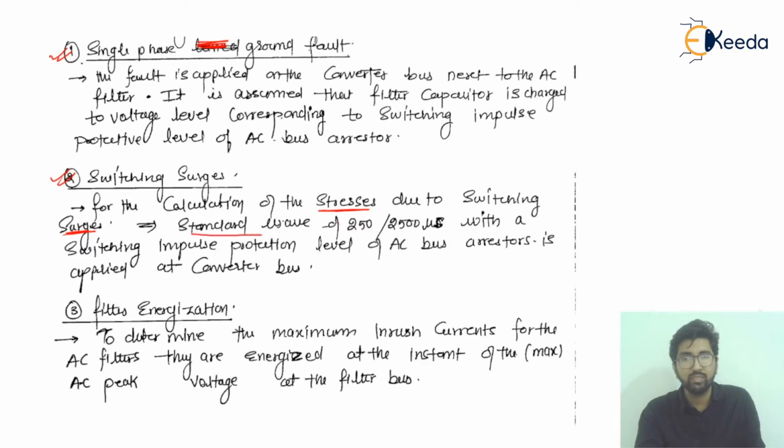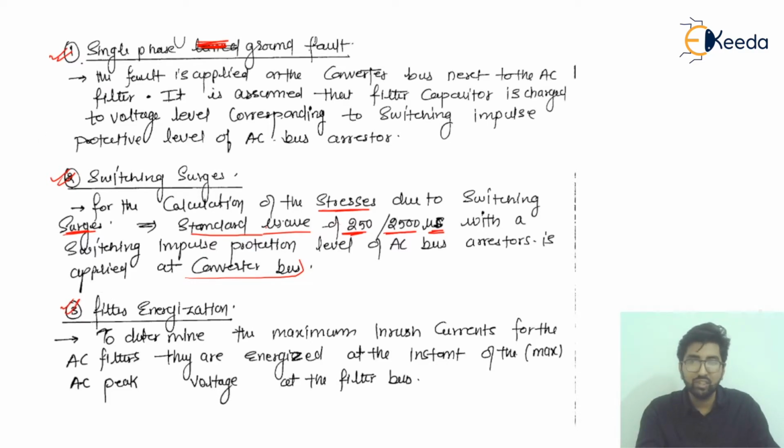The standard wave which we generally consider will have 250/2500 microseconds, with a switching impulse protection level of the AC arrester applied at the converter bus. So what we apply for the converter bus, that is the AC bus arresters, will have the switching wave, how much? 250/2500 microsecond. Clear, guys? So that much of time period it has. Now it means it will have the high frequency components.